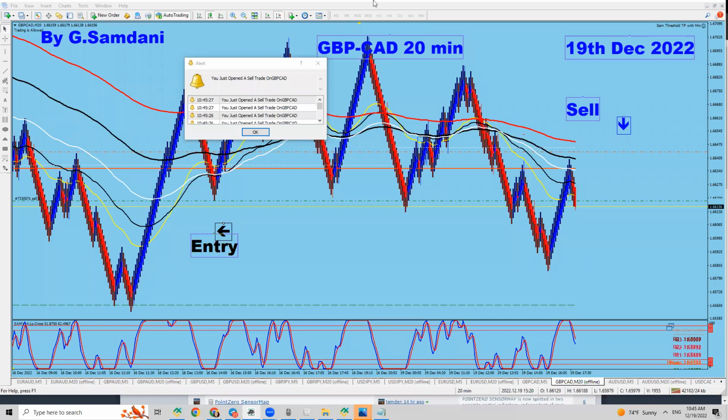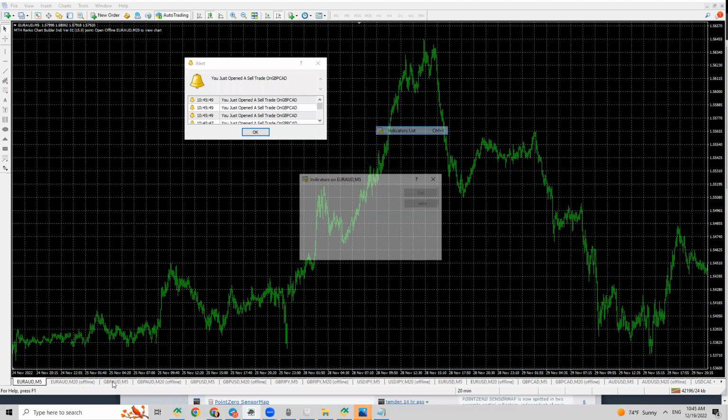Hello everyone, Sam is here again. This new pair started beeping. You can hear it's beeping for pound CAD sell, and I already opened the sell here. SL is right there, just above. This is my sell order, and I showed the setup before, but now I have a reversal candle, a red candle coming in.